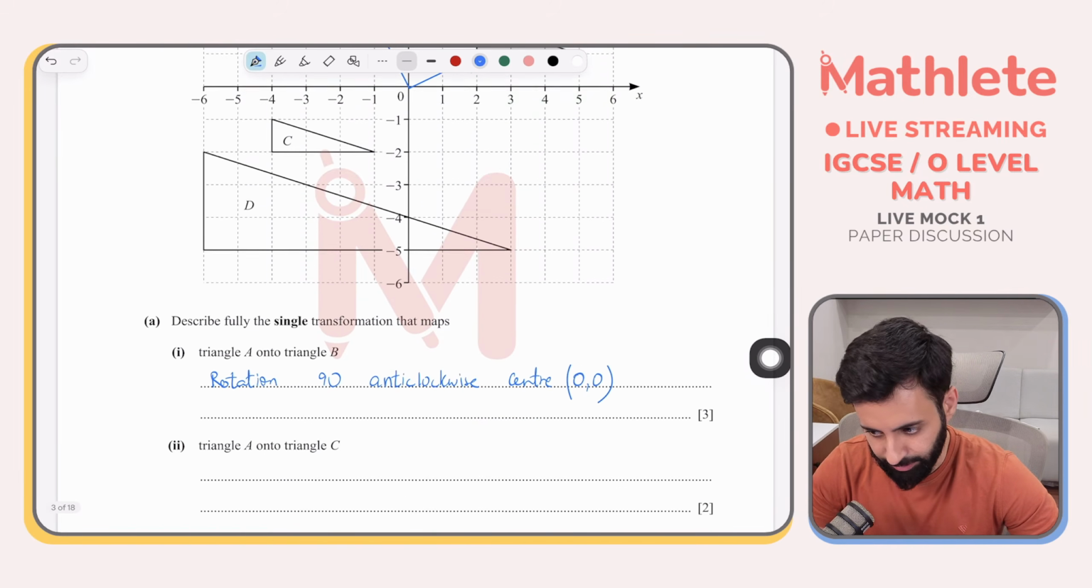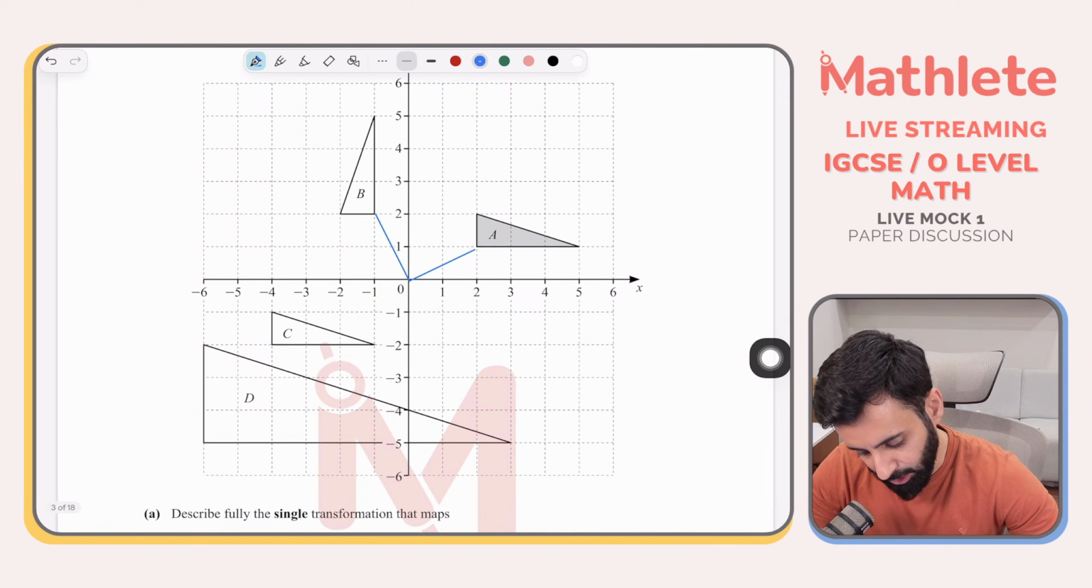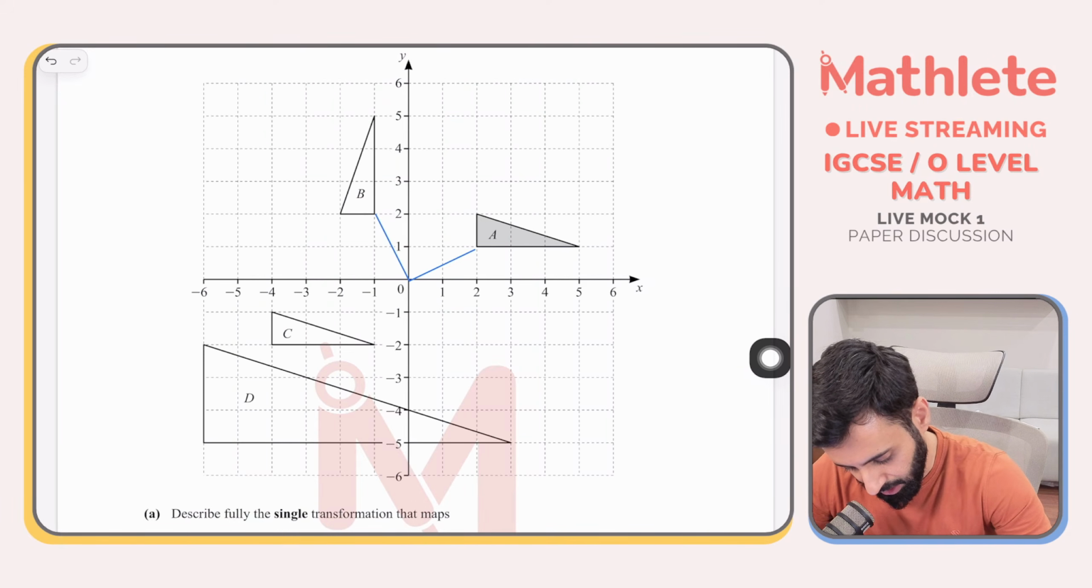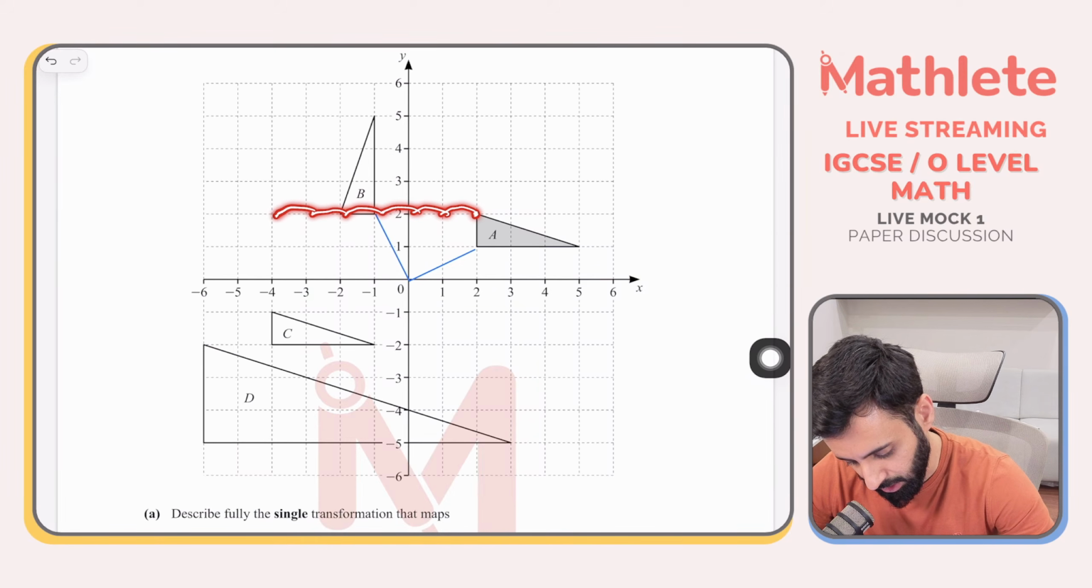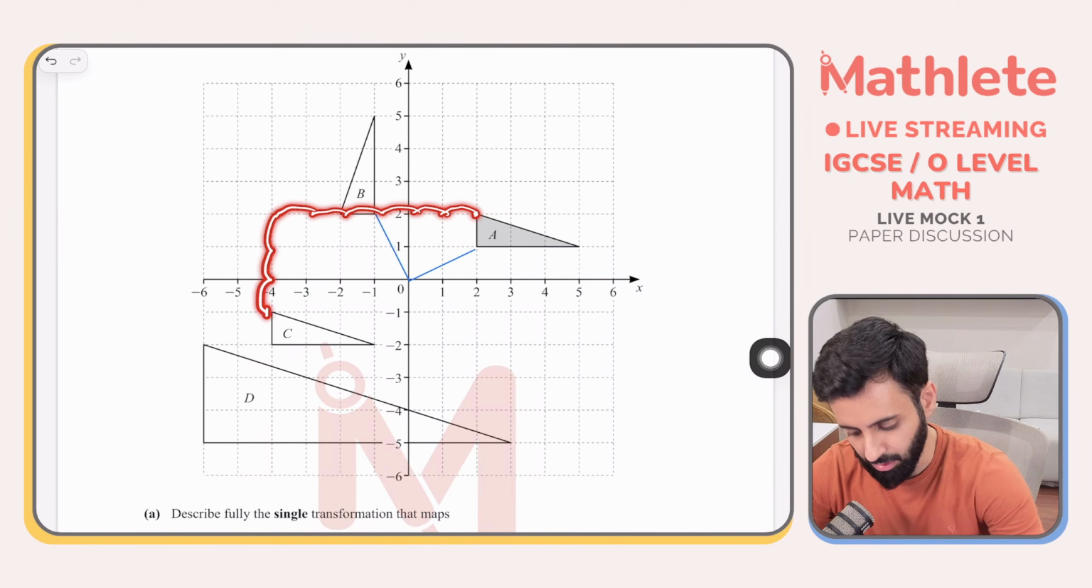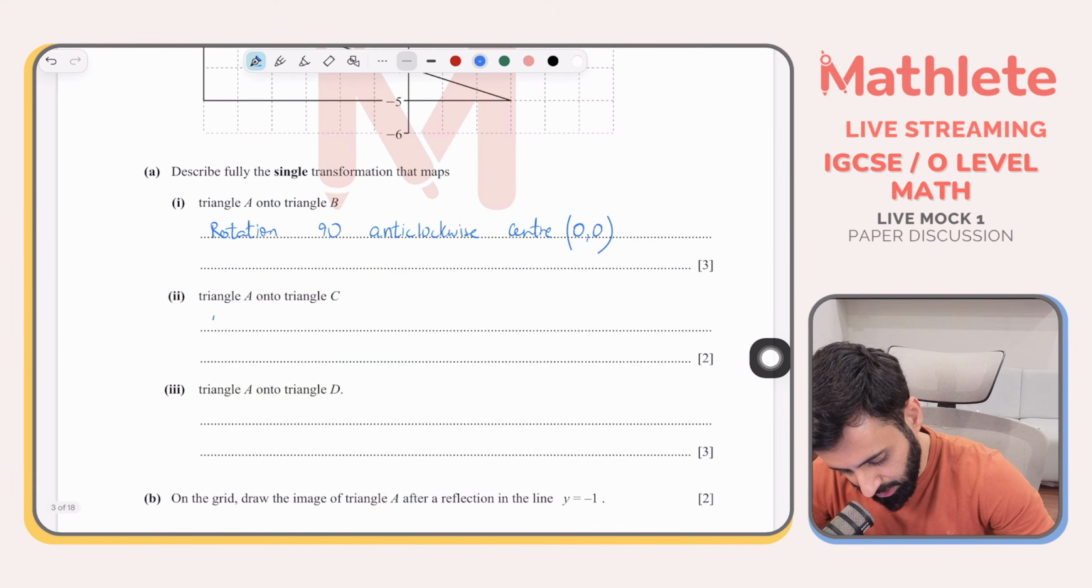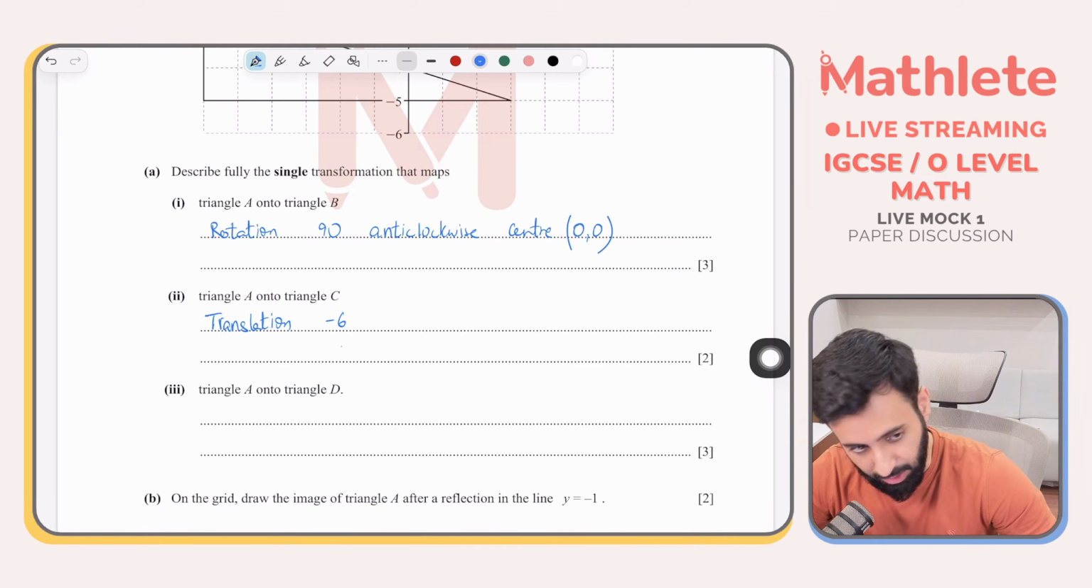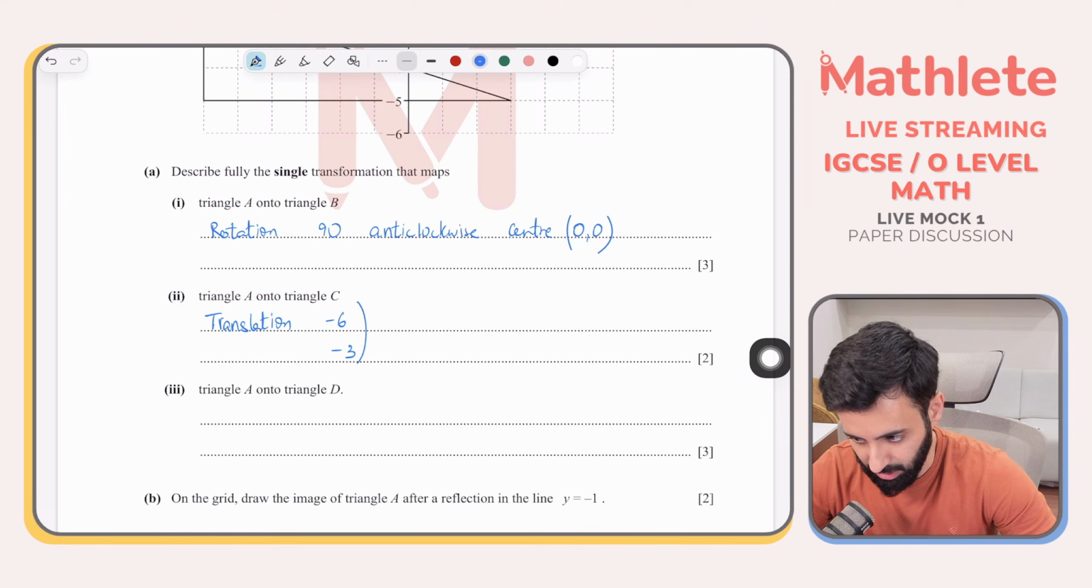Simple. Now, triangle A onto triangle C. So triangle A onto triangle C is nothing but a translation. Let's see where this point goes. So it goes 1, 2, 3, 4, 5, 6. 6 units to the left. 1, 2, 3. 3 down. That's it. So that means this is a translation. And when you're writing translation, you have to write down the translation vector, and that's minus 6, minus 3.